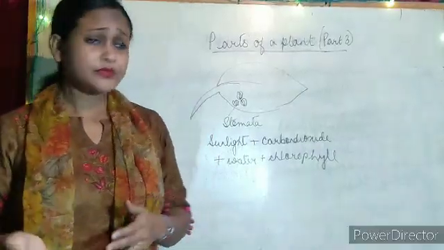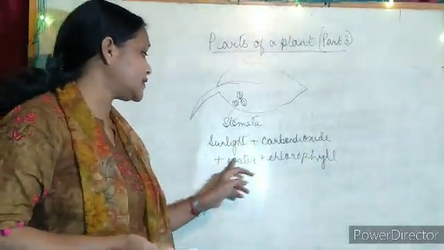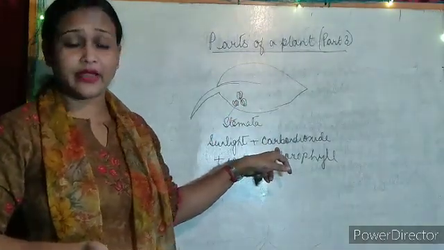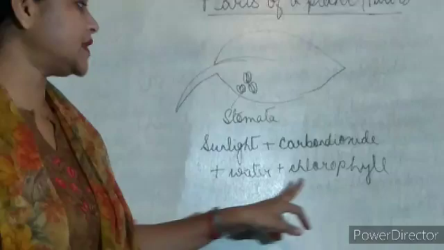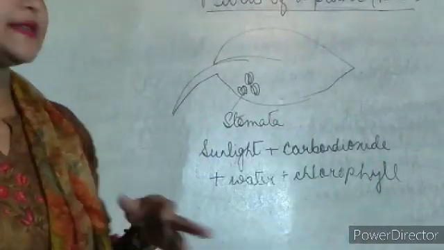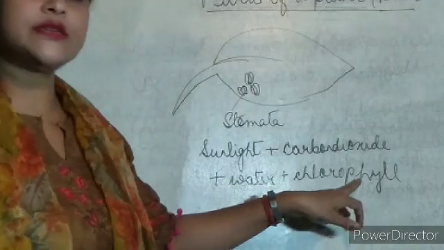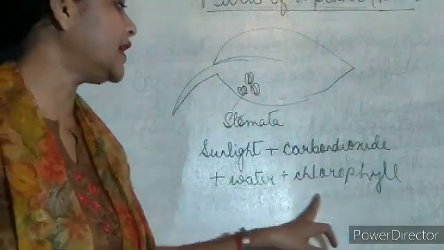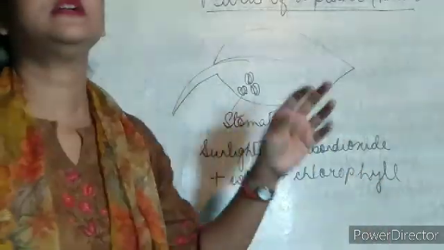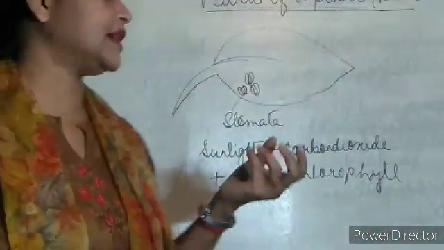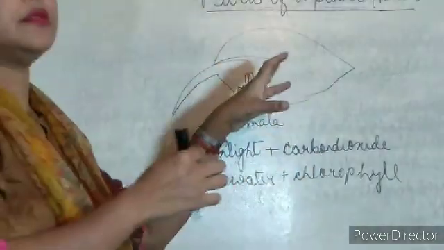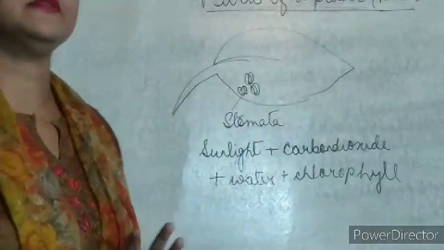As I have told you, in presence of sunlight, the leaves take carbon dioxide from the air, water from the roots, and this chlorophyll. What is chlorophyll? You will learn in detail in your next class. Just for your knowledge, it is the green color pigment which is present in the leaf. Due to the presence of chlorophyll, the leaves appear green in color. All these four things combine to make food for the plant.